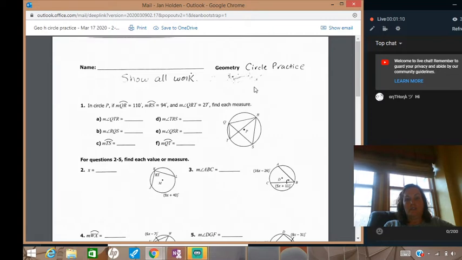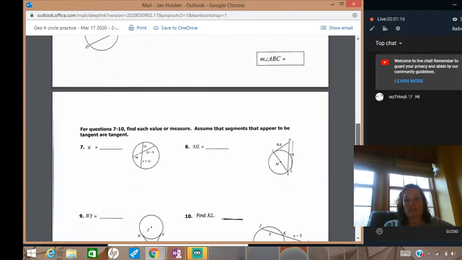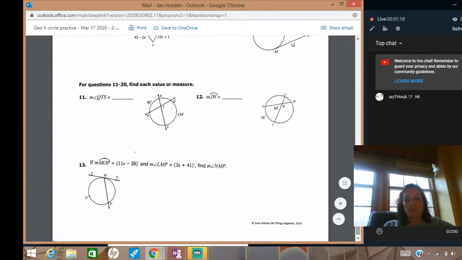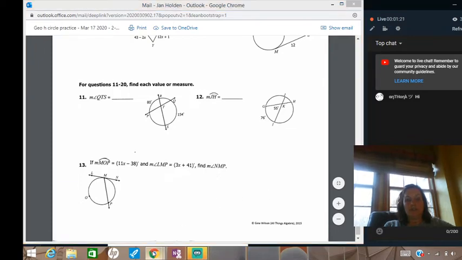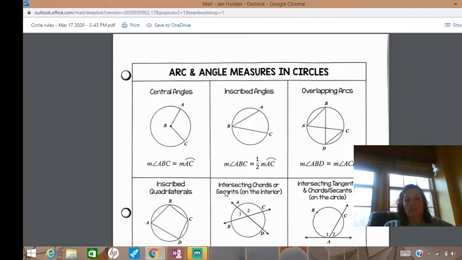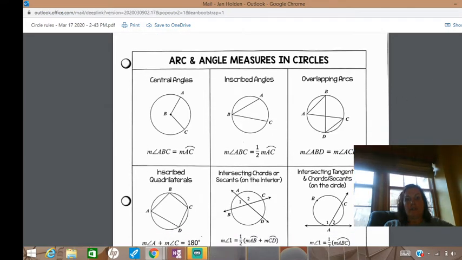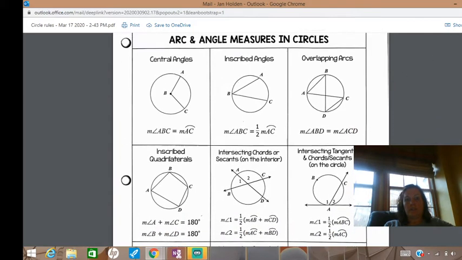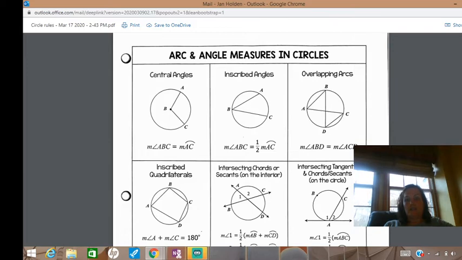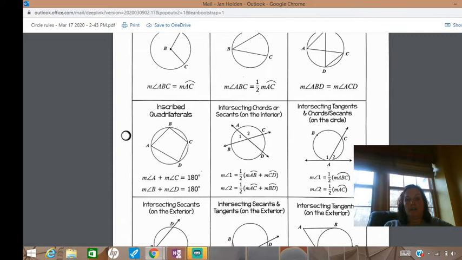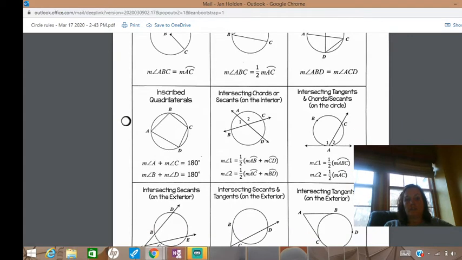If you do this and send me a picture by tonight of this completed, and again, this is 2 pages. Let me just show you the second page right here. While you're doing this, I want you to use the list right here. These are all the circle rules that we've done. I think we've done almost every one, just the rules about central angles and inscribed angles. That circle practice has basically everything in it. Quadrilaterals inscribed in a circle, those opposite angles are supplementary to each other.